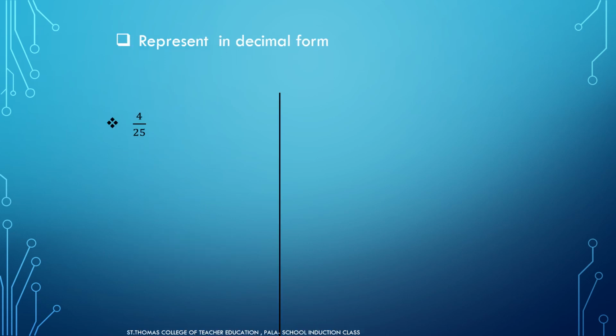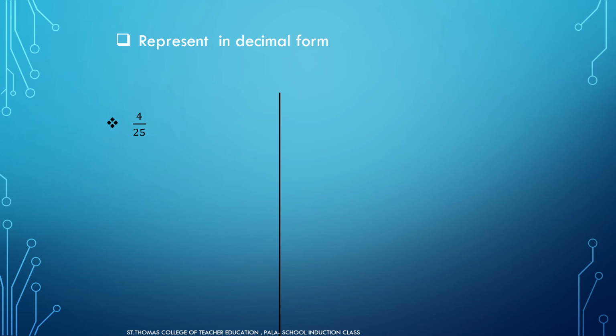Let's do some more problems. Read the question. Represent in decimal form. And the first question is 4 by 25. Look at the fraction very carefully. My first question is that, can you relate the denominator with 10? Yes, all of you answered me no. Very good. So 25 cannot be expressed in terms of 10. So what is the next option?